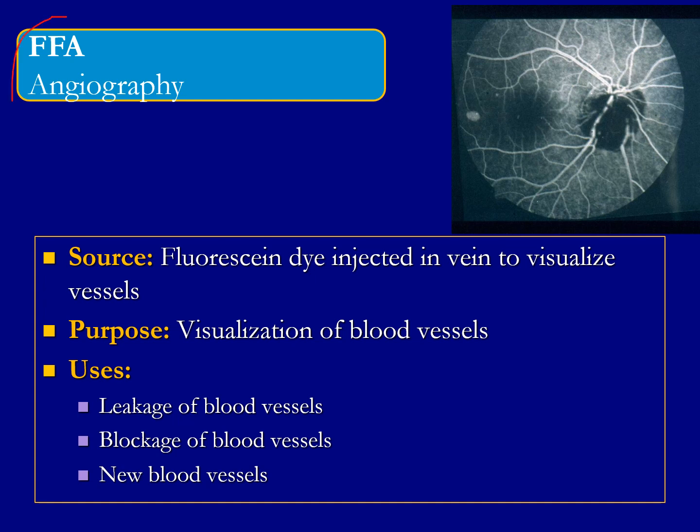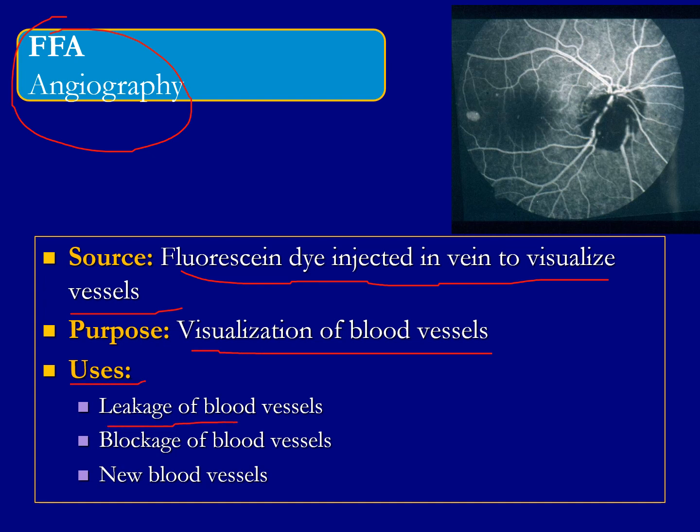So FFA stands for Fundus Fluorescein Angiography. The source is fluorescein dye injected in the vein to visualize the vessel. Purpose is the visualization of the blood vessels, and we use it to see the leakage from the blood vessels, to see the blockage of the blood vessels. So these are the two main things, and we can also see that the new vessels have developed or not. So the main purpose is either the leakage or the blockage.